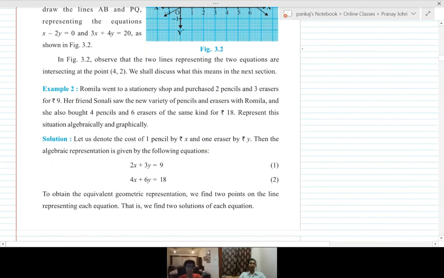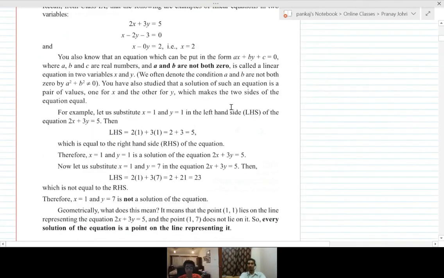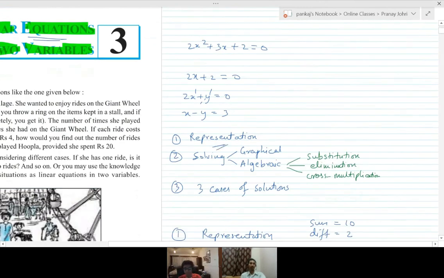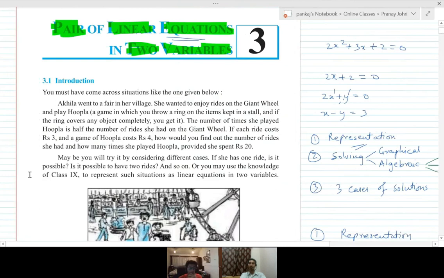So first we'll take this. As of now, we are studying algebraic representation. We are just understanding representation right now. We are not understanding the solution part, how do we solve? We are just starting with the representation, the algebra. Solution will come next.